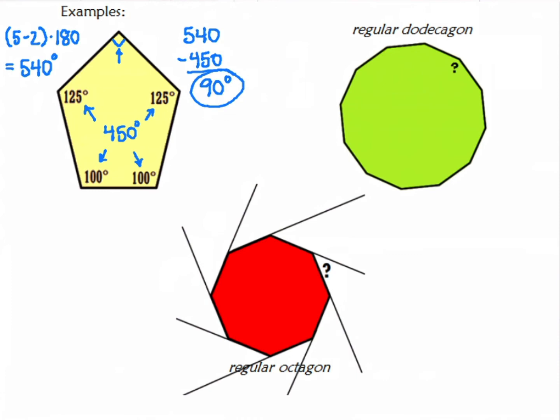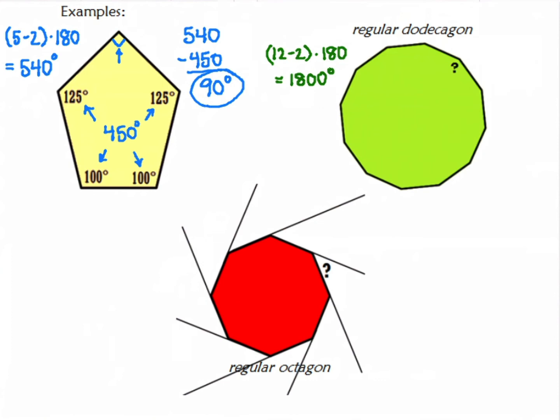The next example, I have a regular dodecagon, which means all of the angles are congruent. And that means I could find the measure of each of them, even though none of them are labeled. Dodecagons have 12 sides, so I'm going to do 12 minus 2. That would tell me there's 10 triangles that I could make, times 180. And so those 12 angles in there should add up to a total of 1,800 degrees.